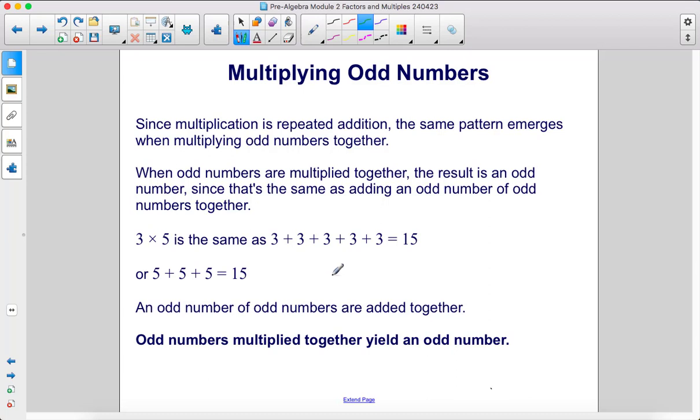Since multiplication is repeated addition, the same pattern emerges when multiplying odd numbers together. When odd numbers are multiplied together, the result is an odd number, since that's the same as adding an odd number of odd numbers together. So 3 times 5 is the same as 3 plus 3 plus 3 plus 3 plus 3, which is 15. This could also be represented as adding 3 groups of 5. 5 plus 5 plus 5 is 15. So an odd number of odd numbers are added together. Odd numbers multiplied together yield an odd number.